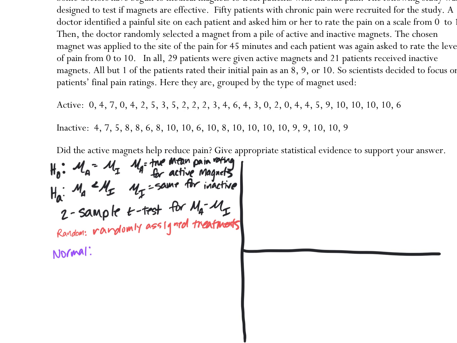So if this were the AP exam, you would sketch these graphs. I'm comfortable with us just saying, for time's sake, no major skewness or outliers.